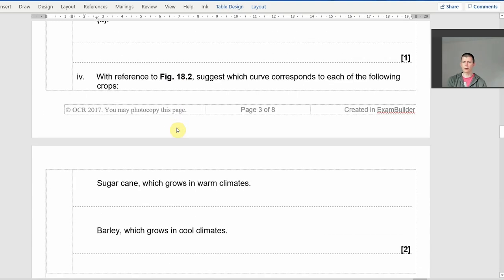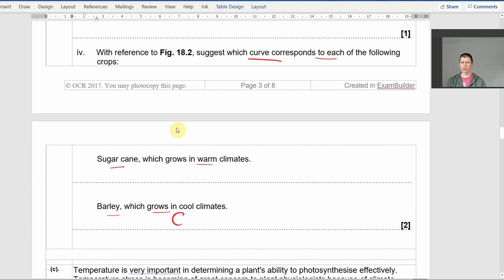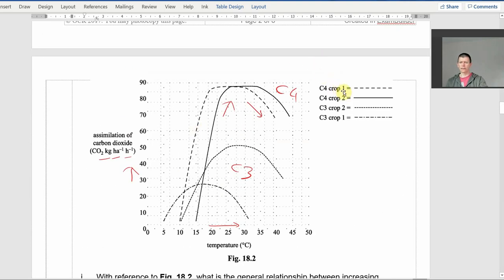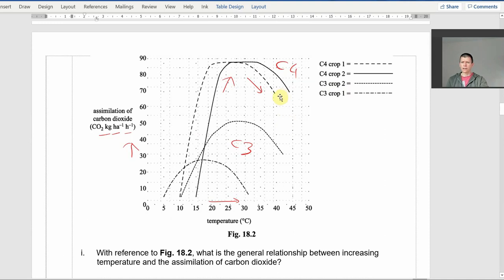Okay. The next one says, with reference to figure 18.2, suggest which curve corresponds to each of the following crops: sugarcane that grows in warm climates and barley which grows in cool climates. Well, the C4 ones were the ones growing in the warm climates and the C3 in the cold climates. But I always like to just second guess myself and think, am I launching in a bit too confident here that I know the answer? What other info was given? Well, they want to know which curve, and I can see perhaps one about crops as well.